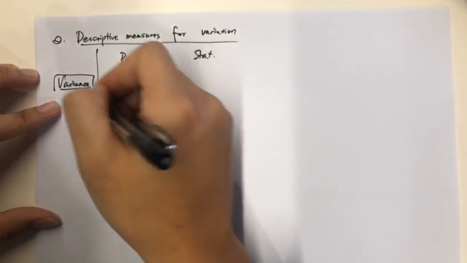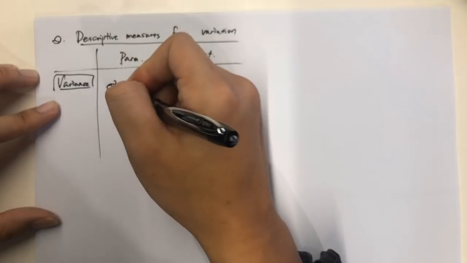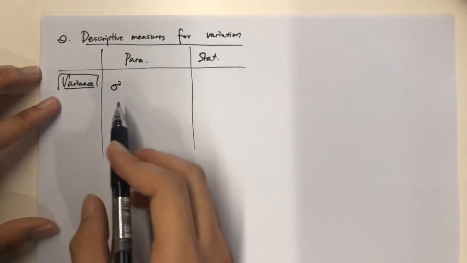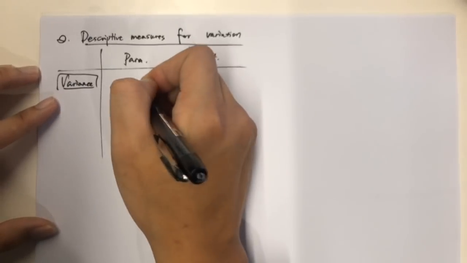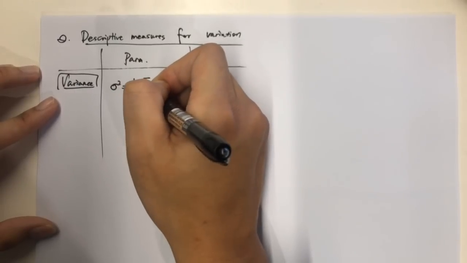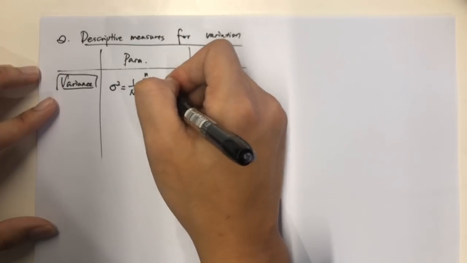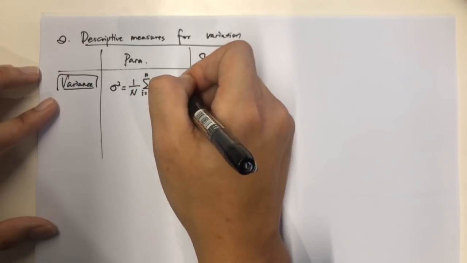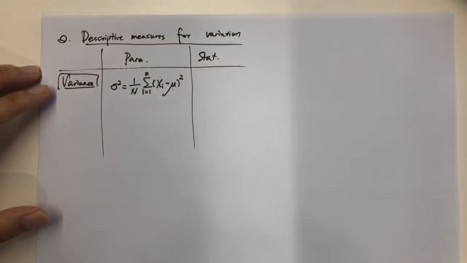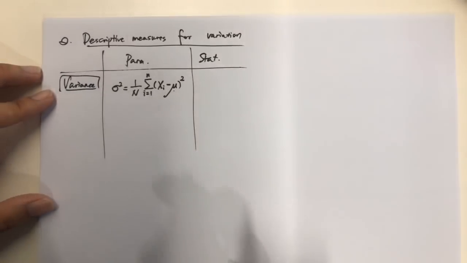And for the population parameter, it's denoted by sigma squared, right? Sigma squared instead of S, okay? So sigma squared equals 1 over N, so it takes the average of the sum, i from 1 to N, of the difference between each observation minus mu. Mu is the population mean, and then square it, okay? So this is how we calculate the population variance.